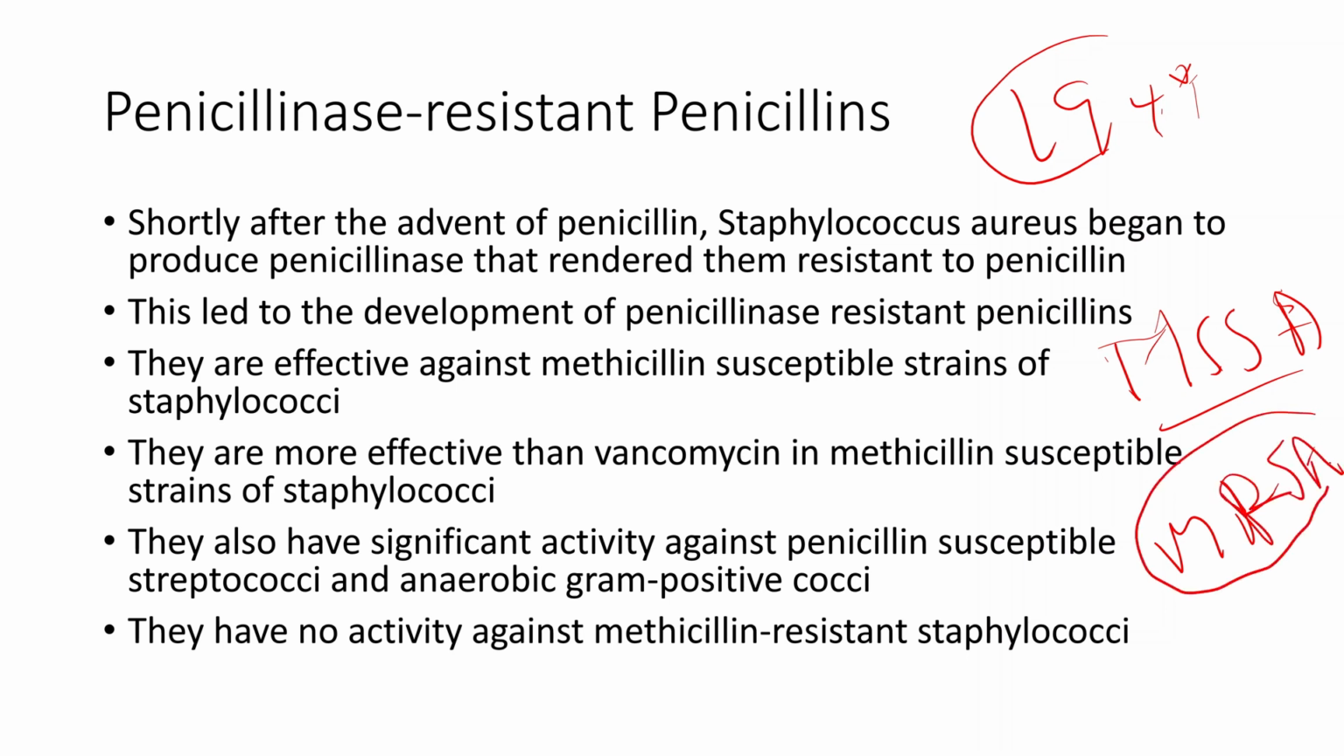None of the beta-lactams work except the fifth generation cephalosporins. Fifth generation ceftaroline and ceftobiprole, those are the fifth generation. We'll talk about those under cephalosporins. Other than that, none of them work for MRSA. So if it is MRSA, we have to use vancomycin, linezolid, daptomycin, those things.